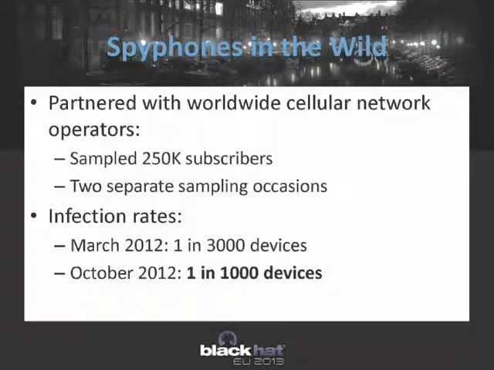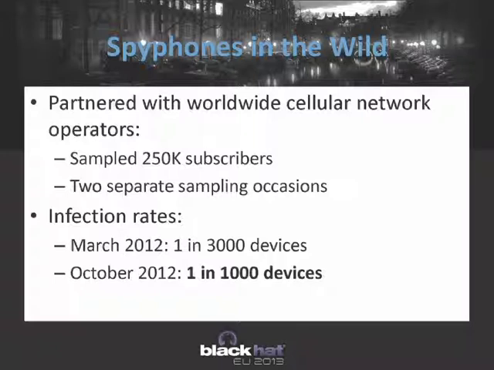So we partnered with a number of worldwide cellular network operators to try and see, on some of their subscribers, how common these tools were. When we sampled 250,000 subscribers on two separate occasions, the first one in March 2012, we saw that 1 in 3,000 devices had a spy phone, or at least a well-known spy phone tool that we know of, installed on their device.